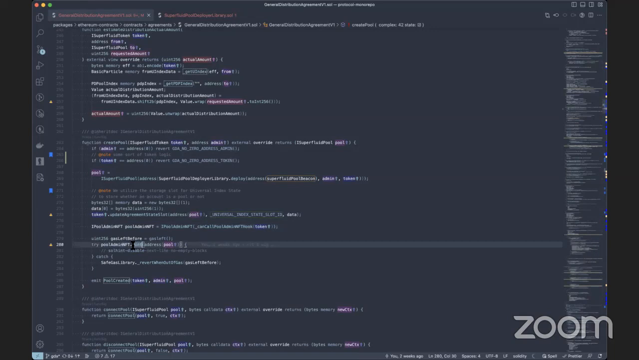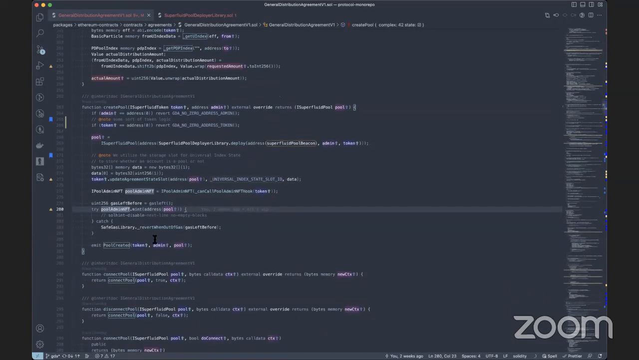Right, so we do a mint here. We try to mint the NFT. It might not work. It should, but let's say it doesn't work. Then we catch only if it's out of gas. And we also emit this pool created event.